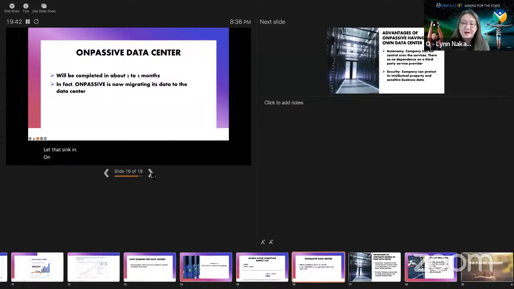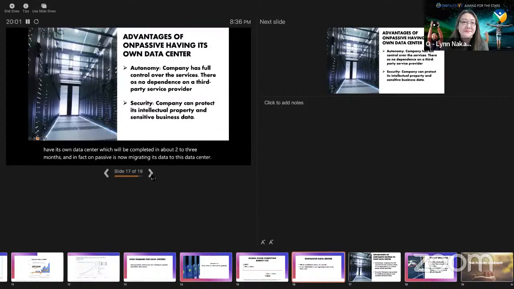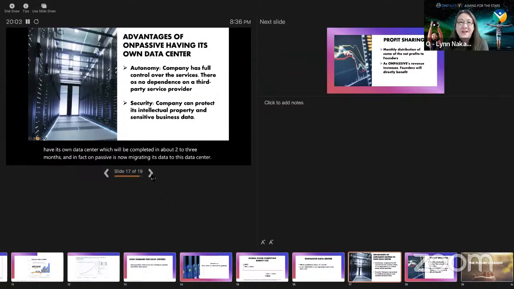OnPassive, as you probably are aware of by now, is going to have its own data center, which will be completed in about 2 to 3 months. And in fact, OnPassive is now migrating its data to this data center. What are the advantages of having our own data center?